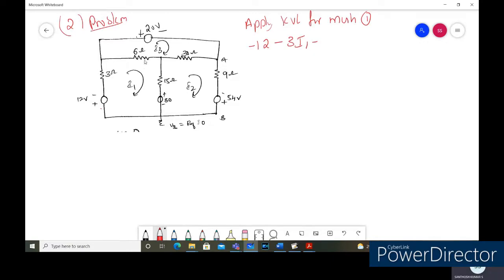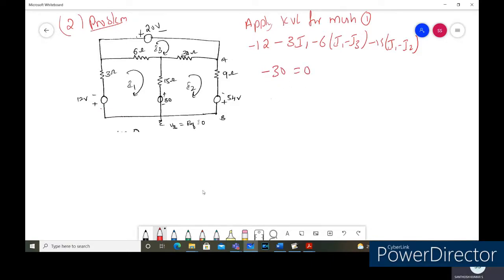And the drop across the 6 ohm resistor, since two currents are flowing, one is I1, the other is I3, so let us take the difference, I1 minus I3. So it is minus 6 into (I1 minus I3). If you come to the 15 ohms, again two currents are flowing, I1 and I2. So it's minus 15 into (I1 minus I2). And the current entering positive, leaving negative, is a drop in the voltage. So minus 30 is equal to 0.